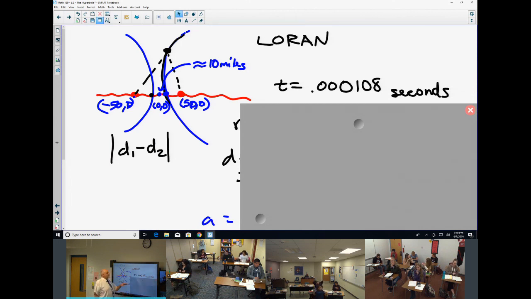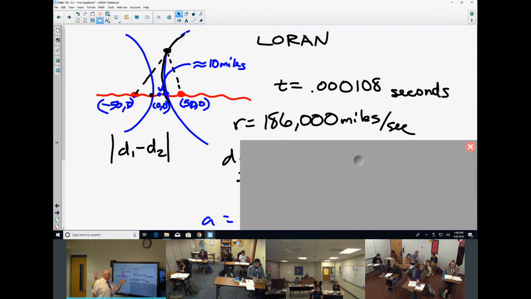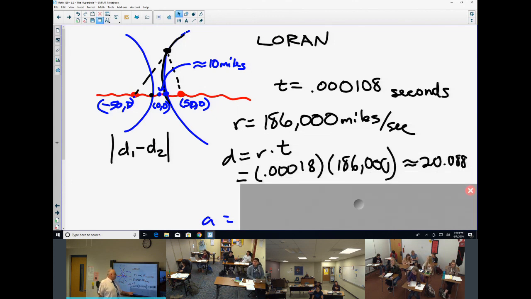All right? Then we can also determine how far the ship has to go to the beach, or how far off it's going to be from the center of this hyperbolic path. Basically, you know that the rate of light is 186,000 miles per second. So if we multiply rate times time, we get the distance, which is 20.088 miles. That's the difference between these two distances.